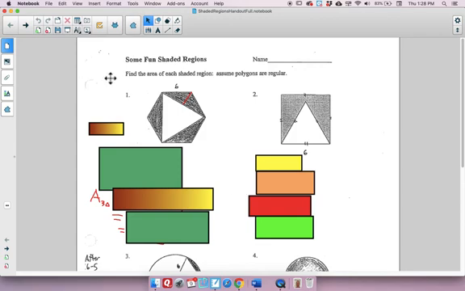Okay, so notice the instructions. Find the area of each shaded region. Assume polygons are all regular. So you can assume that any polygon you see is a regular polygon. On number one here, go for it. Give it a shot. Pause your video and then we'll come back.